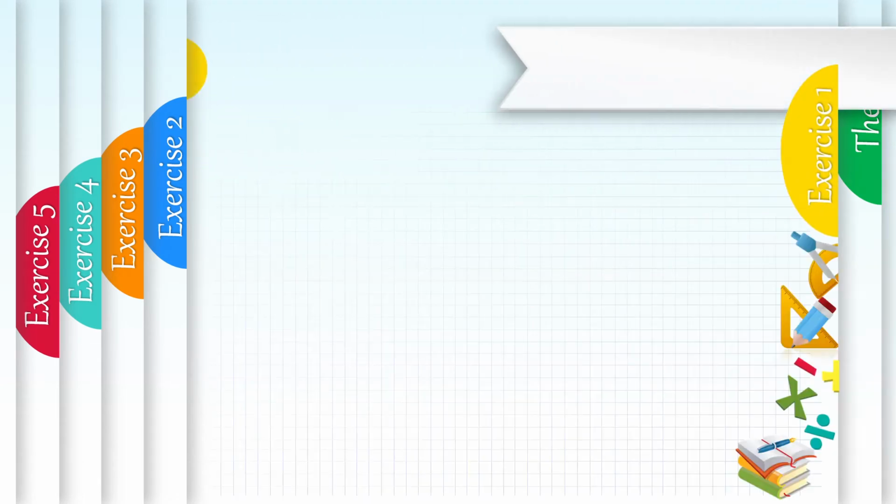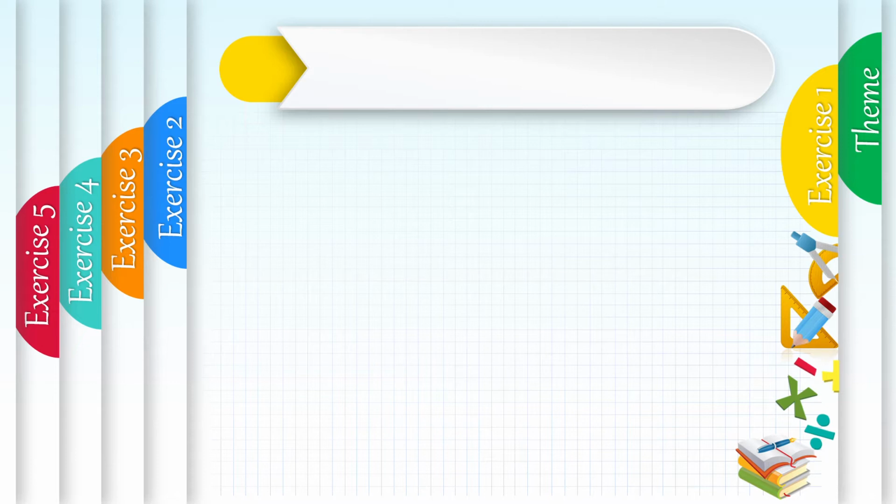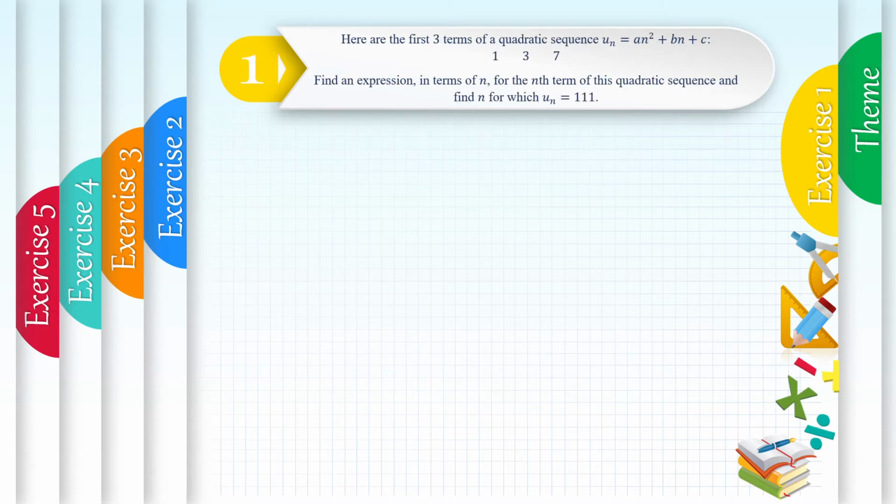So let's start with the first exercise, which states that we have the first three terms of a quadratic sequence un equals an squared plus bn plus c. So the first three terms are 1, 3, and 7. And we have to find an expression in terms of n for the nth term of this quadratic sequence, and to find n for which un is equal to 111.